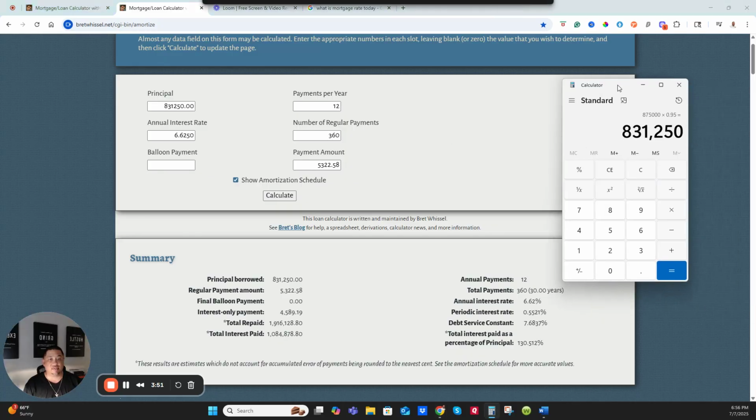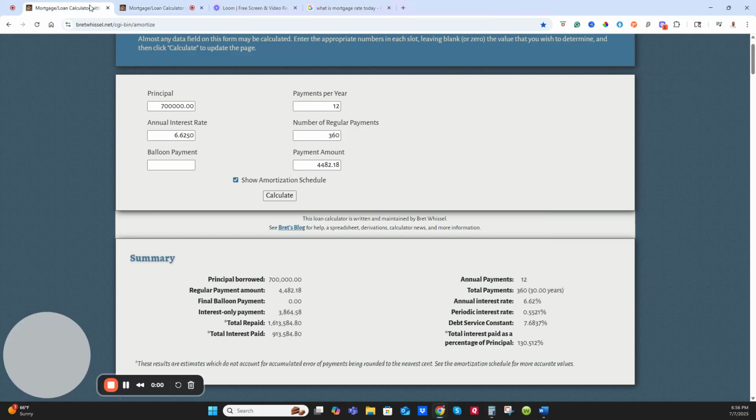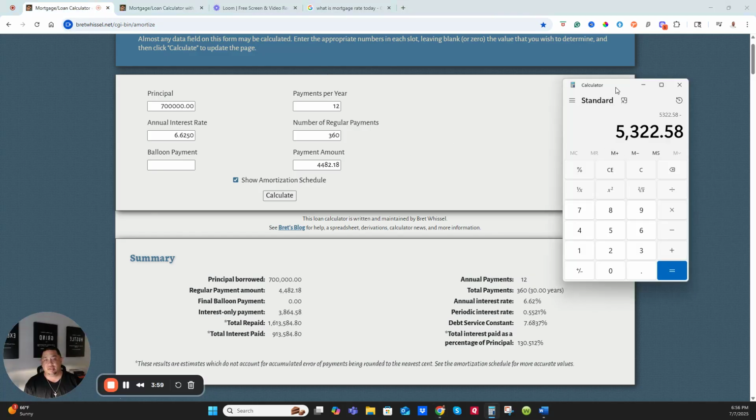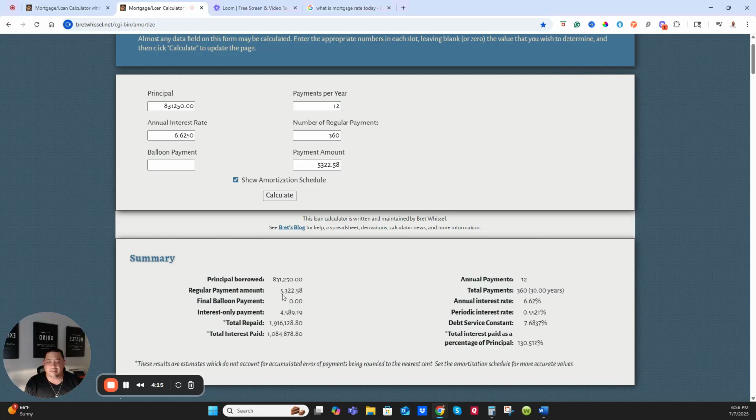Let's go ahead and run some numbers. 5322.58, and we're going to see what that looks like, minus 4482.18. So we're looking at about an $840 difference per month. Okay, so $840. Now, if you can afford the payment right here, if you can afford that $5,300 payment, my recommendation and suggestion is to go with a 5% down payment, and I'm going to show you why. If you can afford this payment, it's going to do you a lot better.